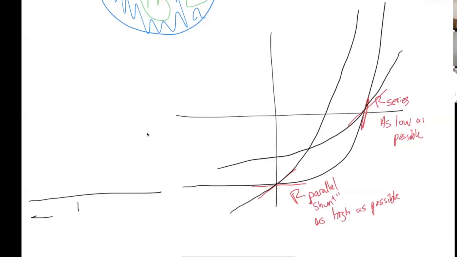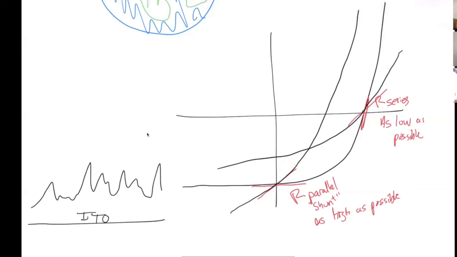Let's consider an ITO film that does not have an exactly flat interface. This is just one example. Suppose that when you are depositing your ITO, it's very jagged like this. Then maybe you deposit your P-type material, and then maybe you deposit your N-type material over the top.